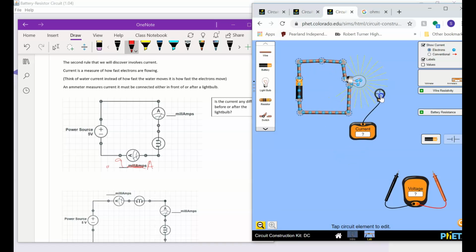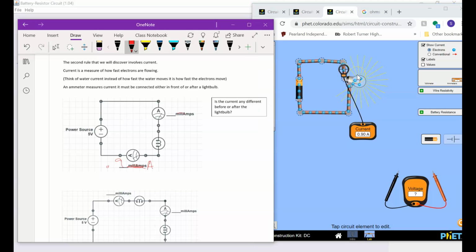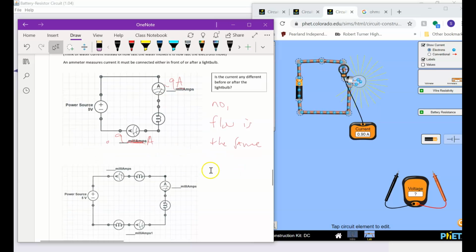And then let's see how the flow of electrons looks. You may want to just think, what do I think? Does it look like the electrons are flowing faster or slower? To me, it looks like the electrons are flowing the exact same before and after. So I think it's going to be the exact same. And there we go, 0.9 amps. So is the current any different before or after the light bulb? No, right? The flow is the same. It's not making them go faster or slower. So no matter where we're at in this circuit so far, it's the same.